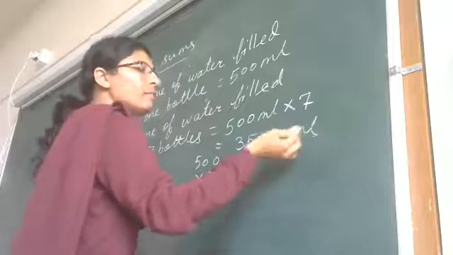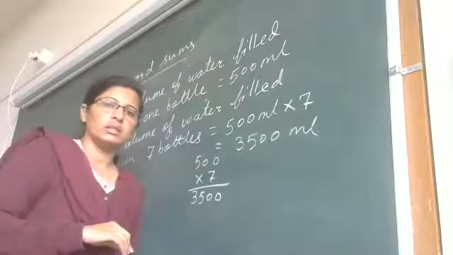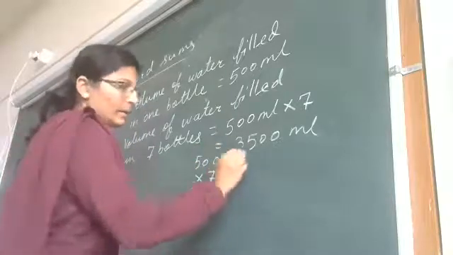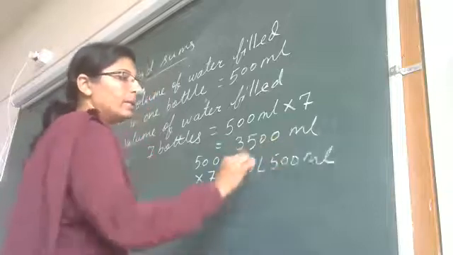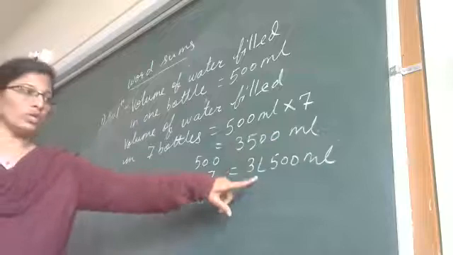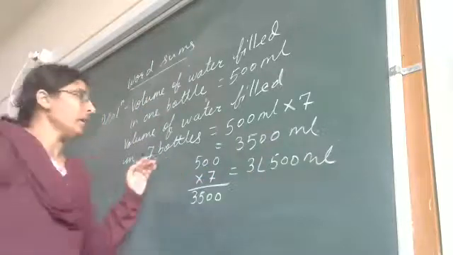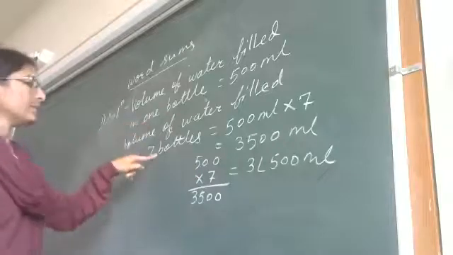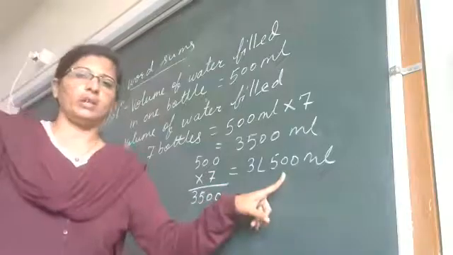So 3,500 ml. We can convert this into liter. Ml is given here, so we can convert to liter. Yes, 3 liter 500 ml. So how much water in total has Max filled in 7 bottles? 3 liter 500 ml.